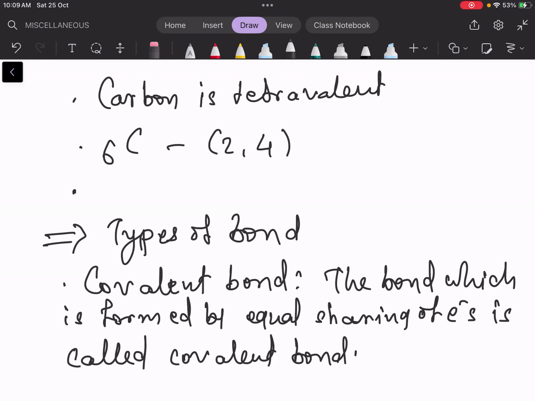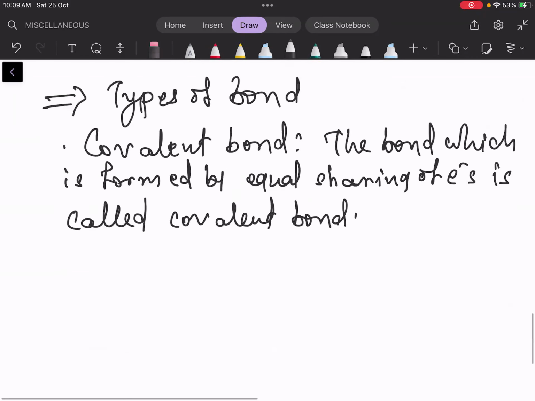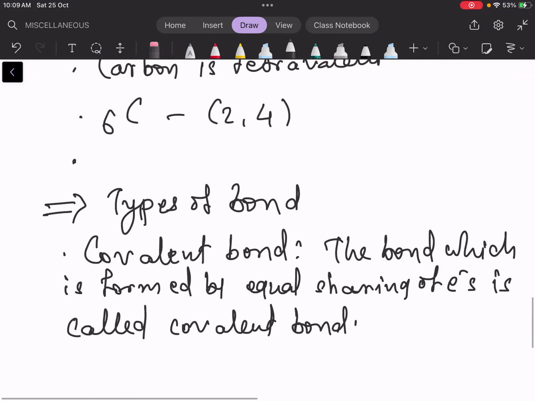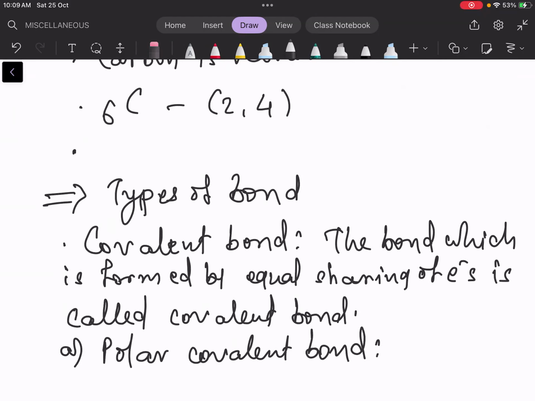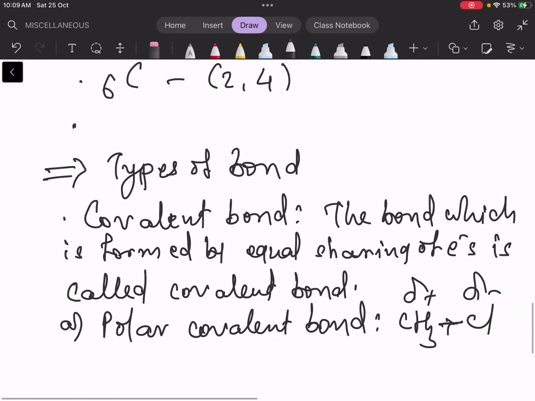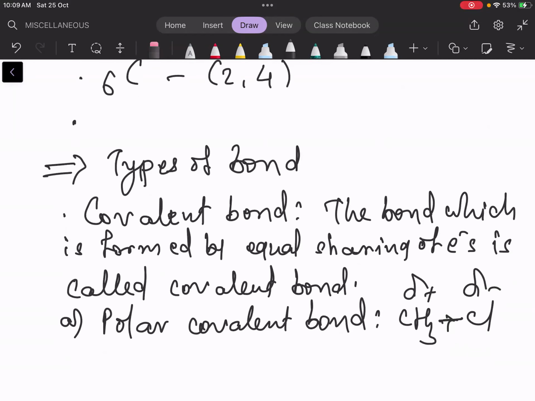Polar covalent bond and non-polar covalent bond. So what is first? Polar covalent bond. Now, a bond which involves charge separation. For example, CH3Cl. Chlorine pulls the electrons of carbon towards itself. As a result, chlorine acquires a negative charge and carbon acquires a positive charge. This separation of charges is called polarization.